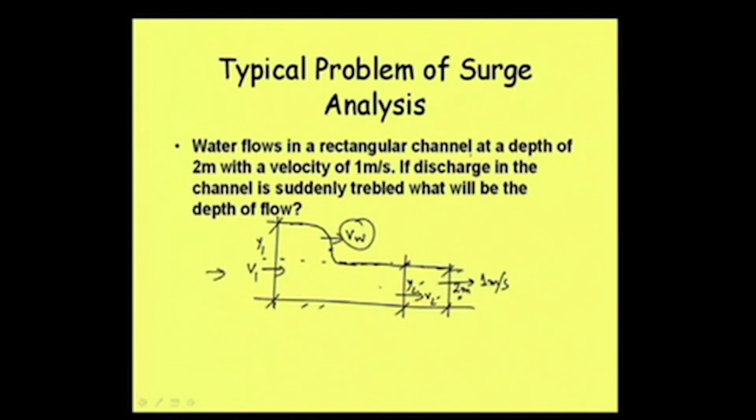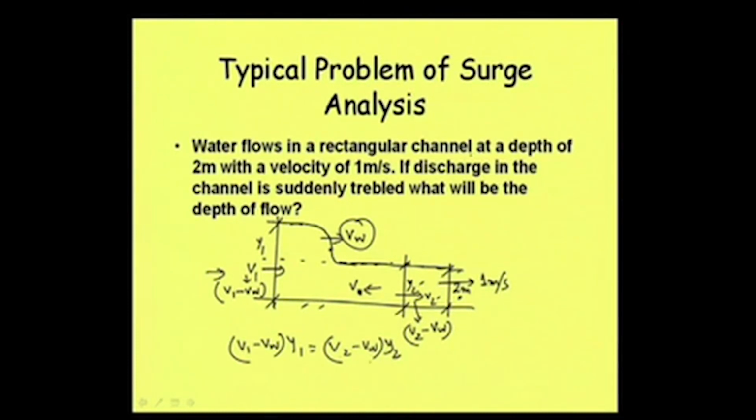So, we will be applying vw here. If we apply vw, what will be the velocity? Ultimately, this velocity will change to v1 minus vw, and this will change to v2 minus vw. Then the continuity equation we can write as (v1 minus vw) into y1 is equal to (v2 minus vw) into y2. So, that is what we can write as the continuity equation.